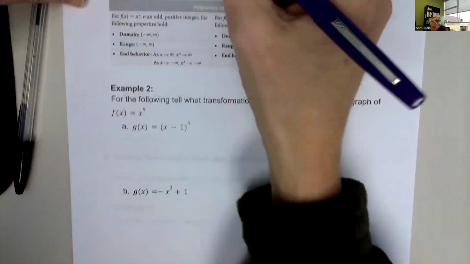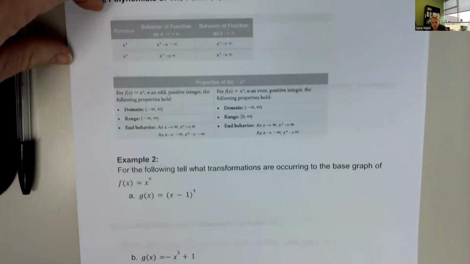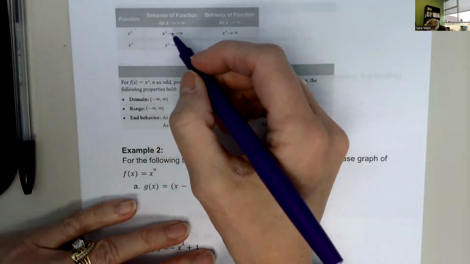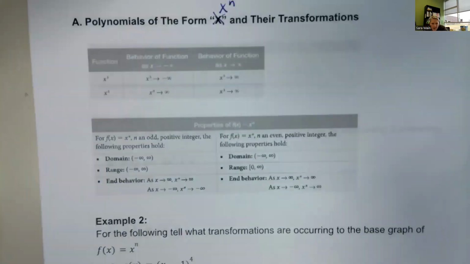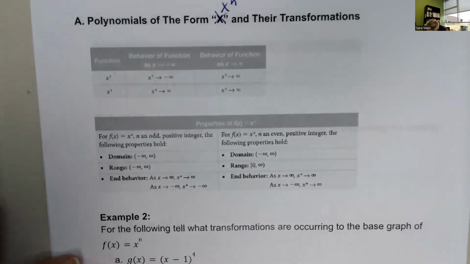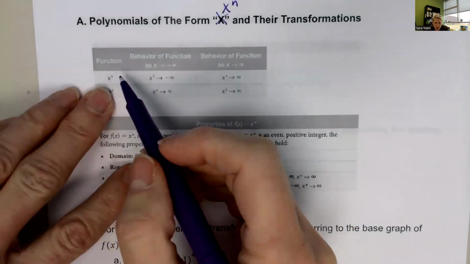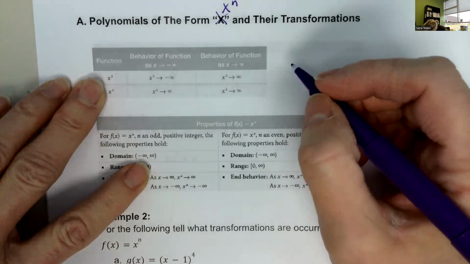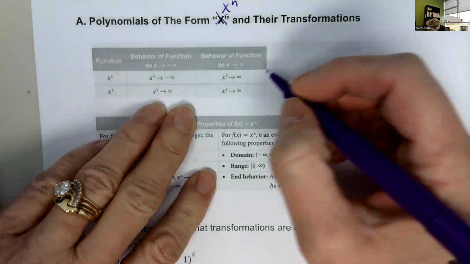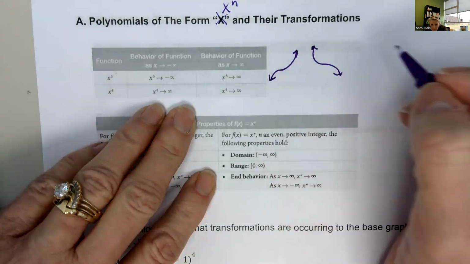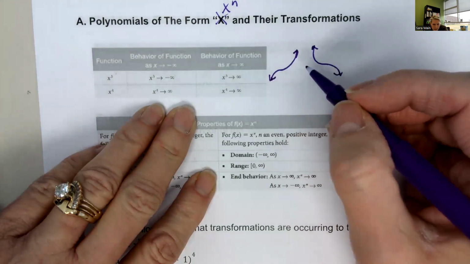So polynomials of the x to the n form and their transformations. So a basic x to the n has different behaviors, is what we call them. Okay. So when your leading term has an odd exponent, then it's going to be shaped like this or shaped like this. Okay. They're going to be opposite of each other.